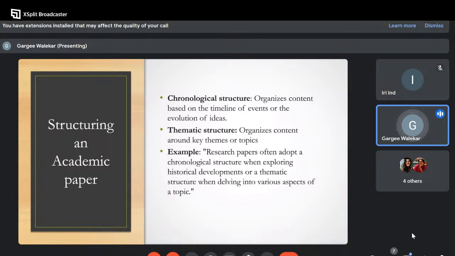So there's a very set structure and a very universal structure that is adopted for a lot of papers, may it be academic papers, thesis, projects, research, anything. It starts with the title, which clearly identifies the subject of the research.